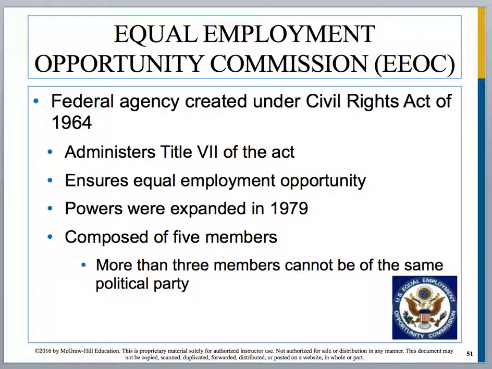So we look at the EEOC and our enforcement agencies. We have two federal agencies that have the primary responsibility for enforcing equal employment opportunity legislation. The EEOC was created by the Civil Rights Act to administer Title VII of the Act. Originally, it was responsible for investigating discrimination based on race, color, religion, sex, and national origin. Now it's also responsible for investigating equal pay violations, age discrimination, and discrimination against disabled persons.